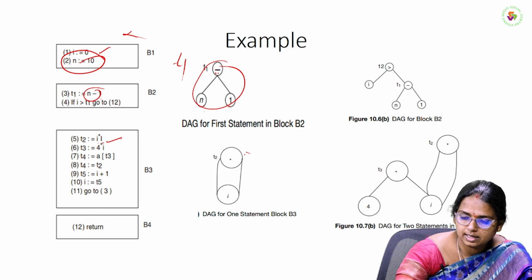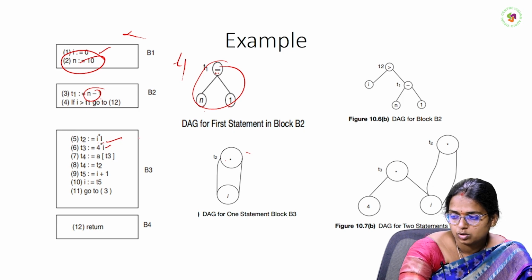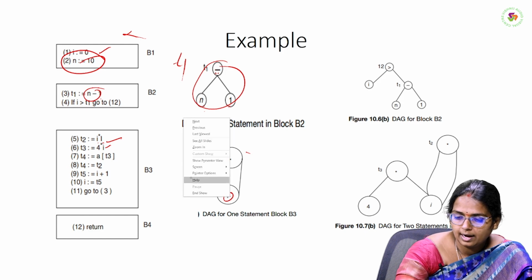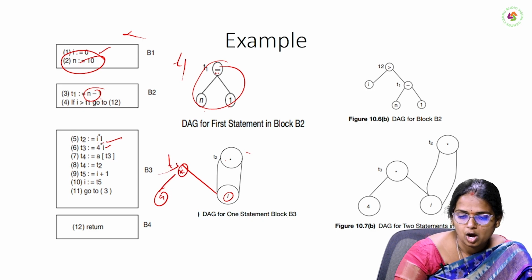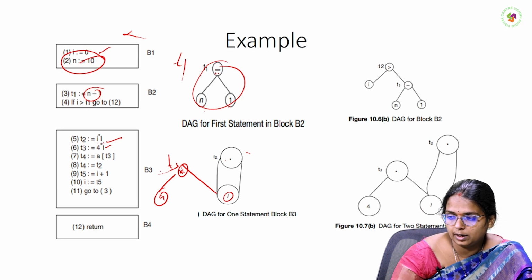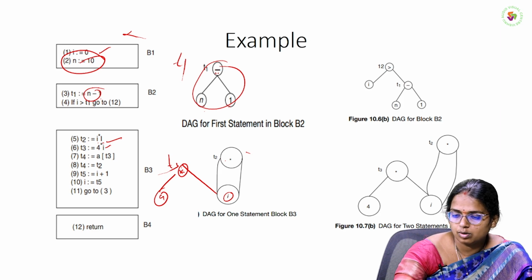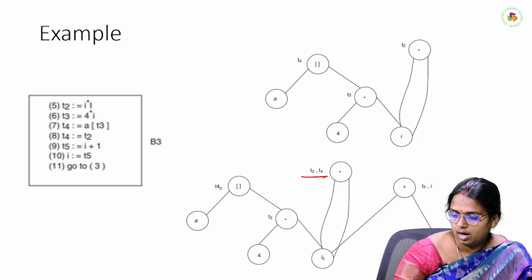So the same thing is repeating like this. T3 is what? 4 into I. Here I is already available, so you can retrieve it and take one more ID, 4. Multiply them, and that is stored in T3. Next, T4 is equal to T2. So T4 and T2 are the same. So where is T4 here? T4 is T2, so T2, T4 like this.